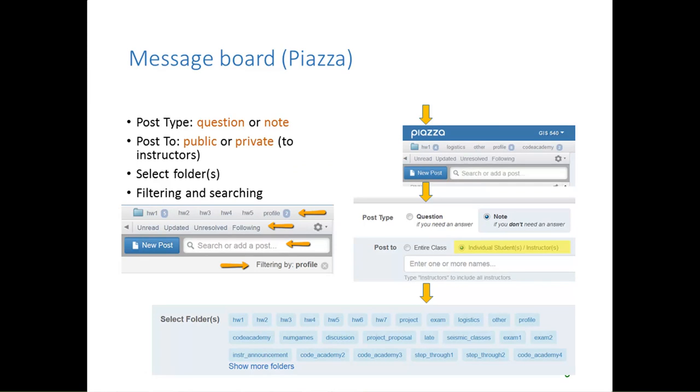Piazza is an independent platform outside of Moodle, which has some really great organizational and filtering features that are not available in the Moodle forums. When you start a new post, notice that you need to select the post type, question, or note. That way they won't be flagged as something that needs to be answered. You also need to select who can see the messages. So under Post To, select entire class or individual students/instructors.